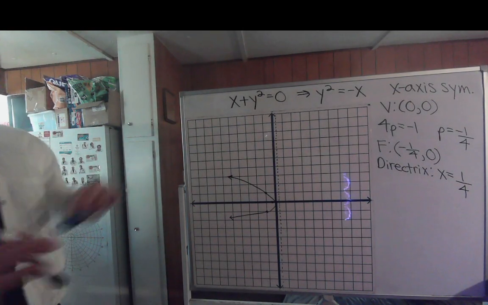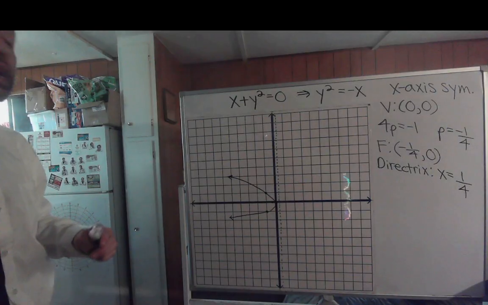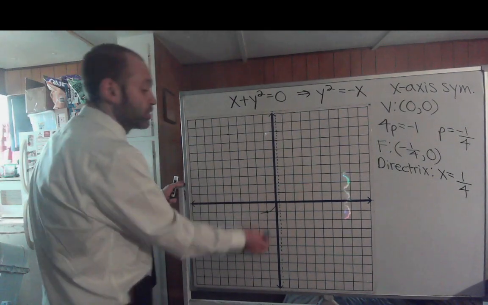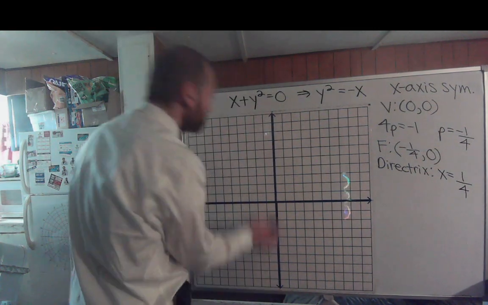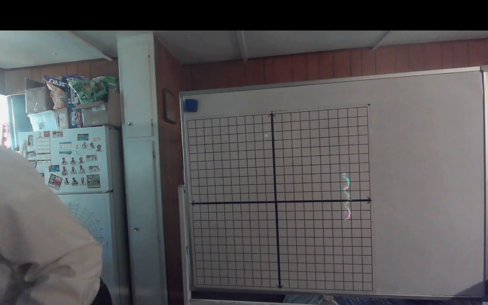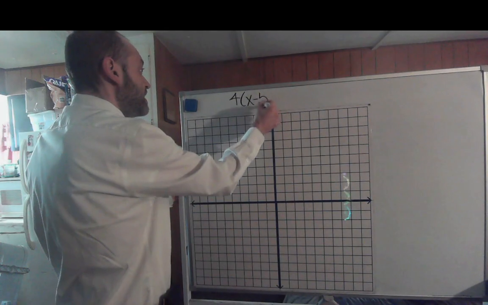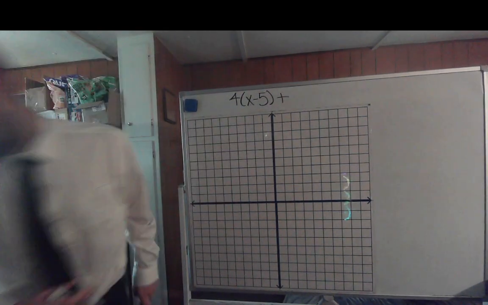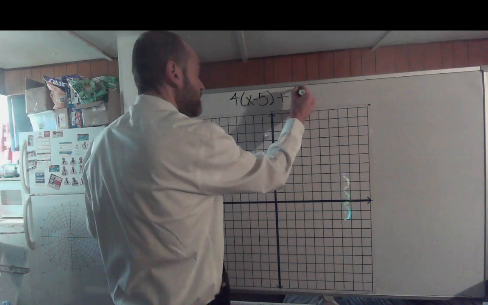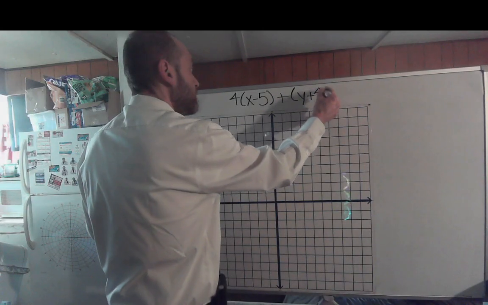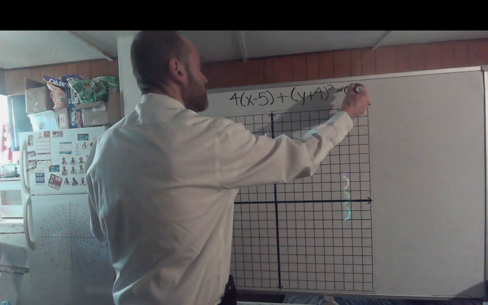Okay, now let's get into the couple that actually have the vertex not at the origin, but still x-axis symmetry. So let's do that problem I started to do. Actually, let's do this. So 4 times x minus 5 plus the quantity of y plus 4 squared is equal to 0.